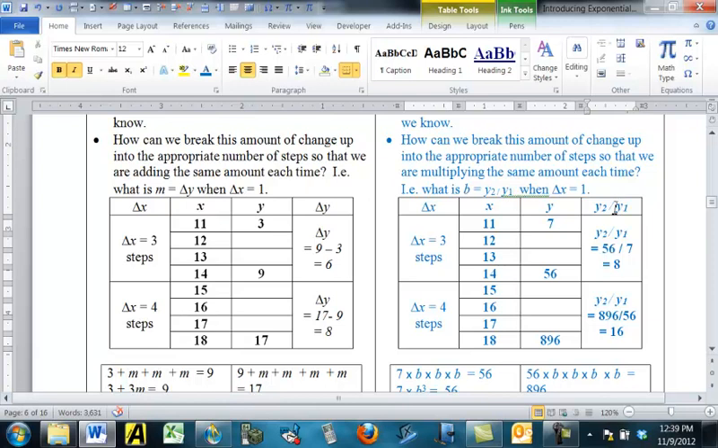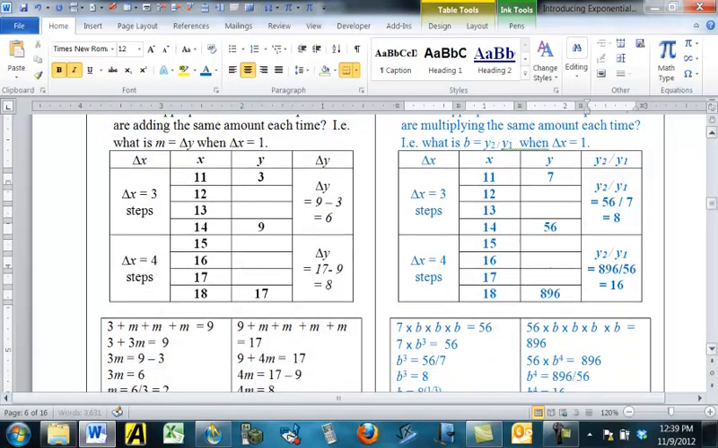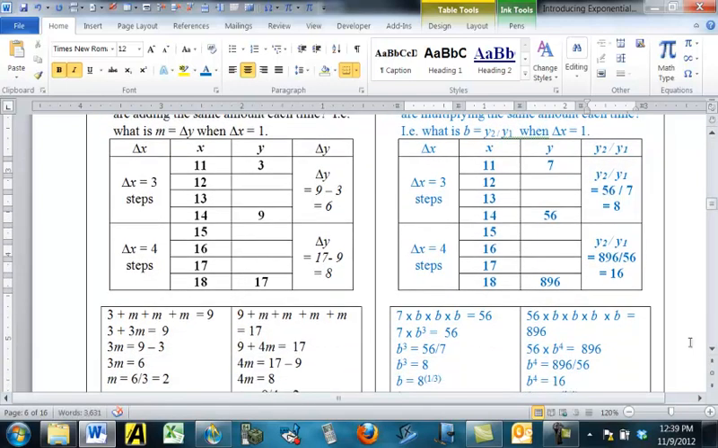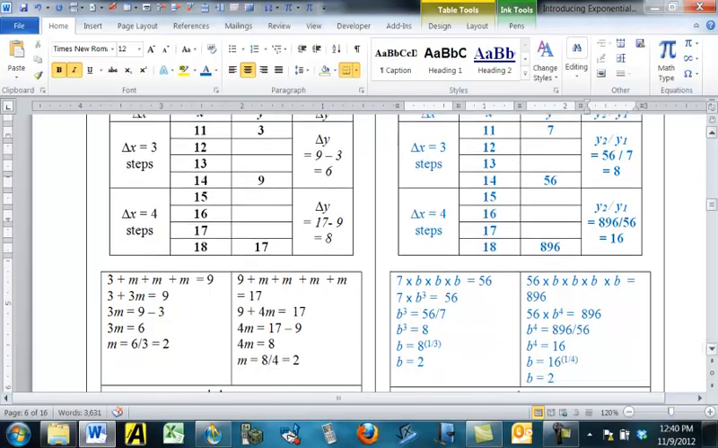And a similar thing down here for the next one. So what we want is we want to be able to take 7, multiply by the base, then times the base, then times the base again to get 56. In other words, 7 times the base cubed needs to be 56. So the base cubed is 56 divided by 7, which is 8. And of course, to solve for b, you take the reciprocal power, the 1/3 power, so it's base to the 1/3 or the cube root of 8, which is 2.